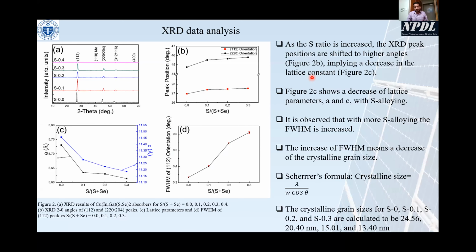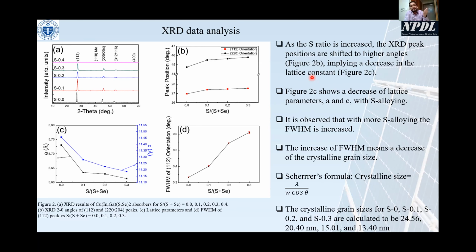Okay, sir. So if the lattice constant decreases, then it's beneficial to the solar cell. Yeah, actually it's beneficial up to a certain optimum condition. If the lattice constant decreases too much, that's also not good, and if it increases too much, that's also not good. That's why we use some optimum sulfur.